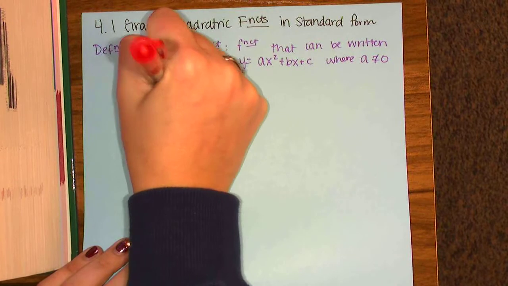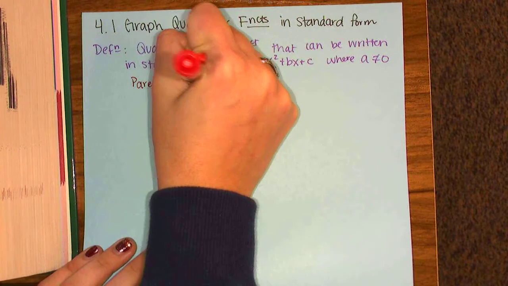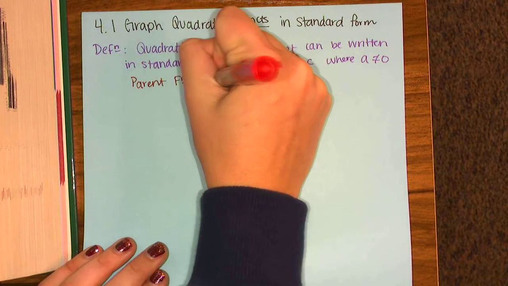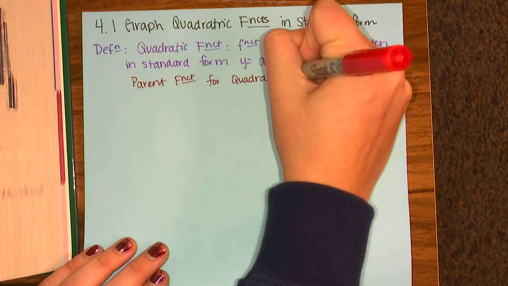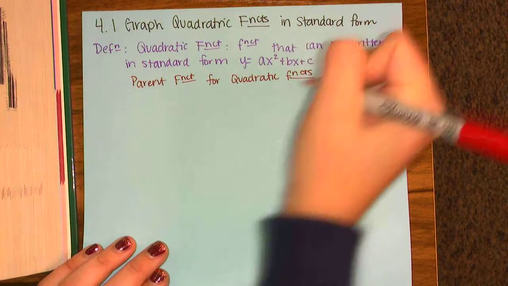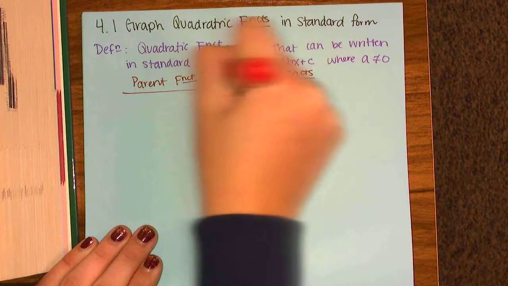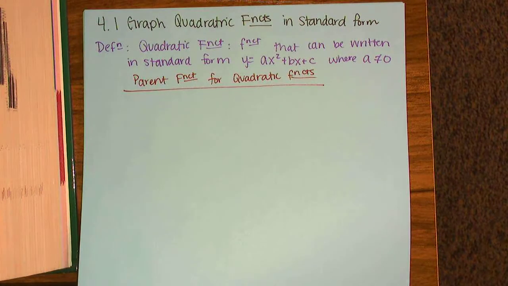The parent function for quadratic functions. I'm going to show you what the graph of it will look like. You're going to need some space to write around it. So just make sure you have some space there.